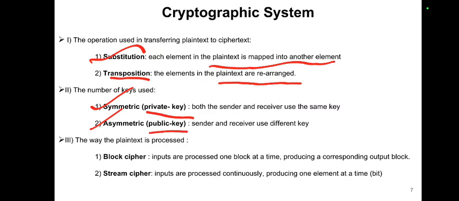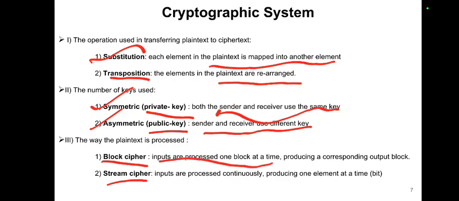What is a private key? Both sender and receiver use the same key, but in a public key the sender uses one key and the receiver uses another key to convert. Next, you should know the two types of ciphers: block cipher and stream cipher. Block cipher is where the inputs are treated as blocks, and in stream cipher the inputs are treated as one bit at a time.